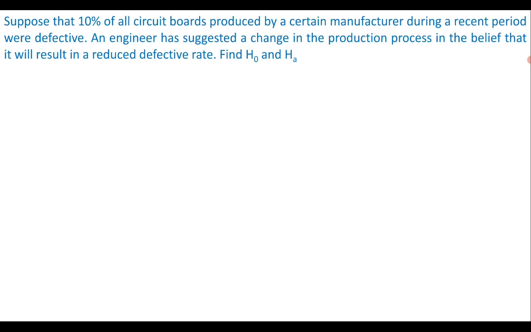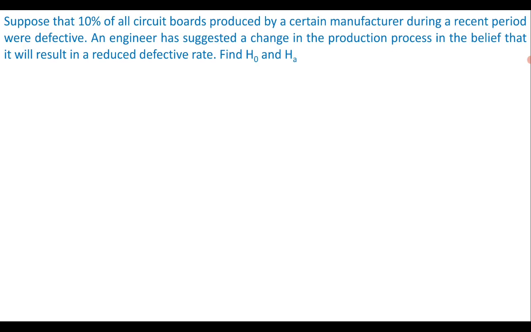So, let's start with the first question, which says that 10% of circuit boards were defective, and an engineer suggested a change in the production process in the belief that it will result in a reduced defective rate. Find H naught and H alpha. Let's try to understand how you identify H naught and H alpha and how they are defined.